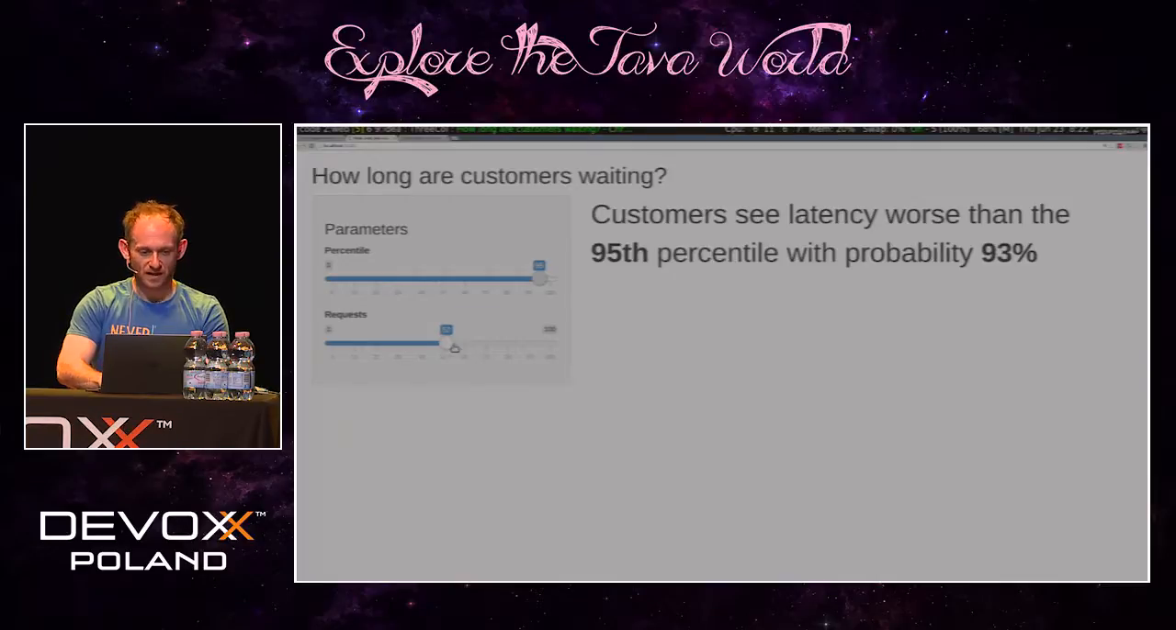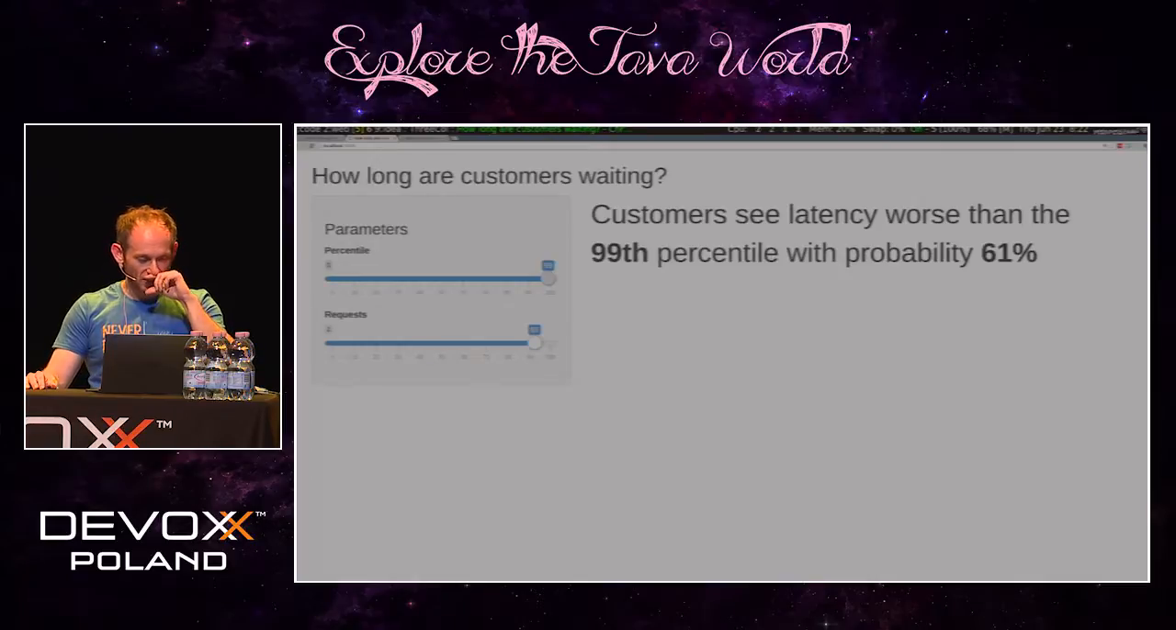As we get higher and higher, the more requests, the more time the customer interacts with your system, the more chance they're going to see something bad. And even as you push this percentile out, maybe let's get it up to like 99th, it doesn't take many requests to get to be more than average times they're going to see something worse than that percentile.